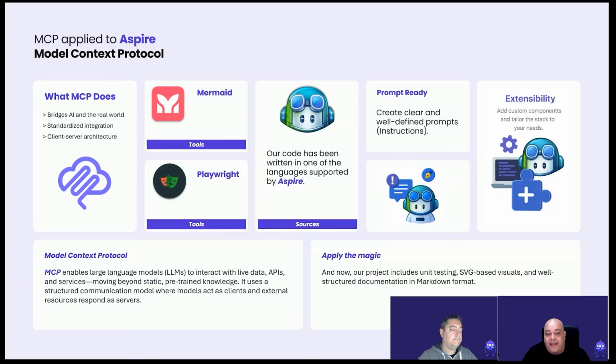MCP applied to Aspire: Model Context Protocol. What does this mean? What does MCP do? What is Mermaid or Playwright? What is Copilot in this solution? David, what does this slide mean? What MCP does: bridges AI and the real world, standardizes integration, client-server architecture.